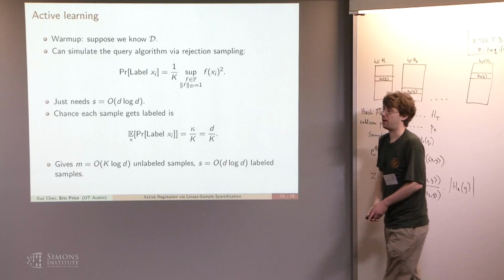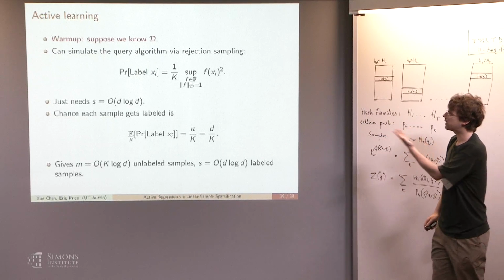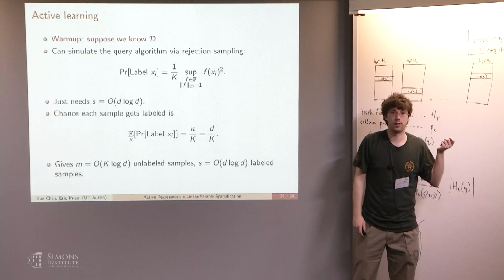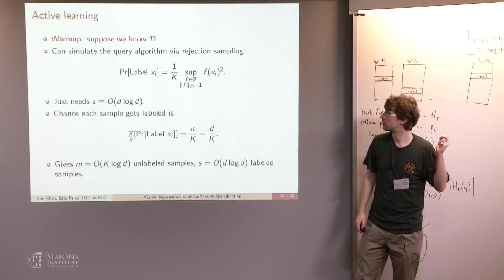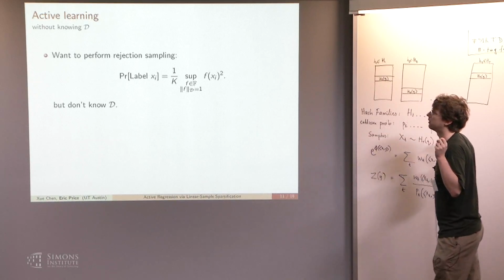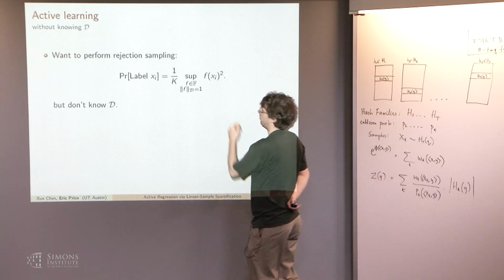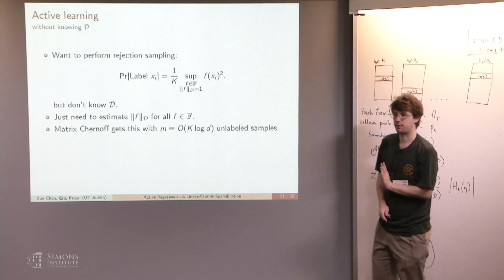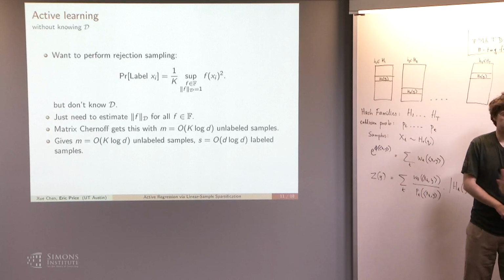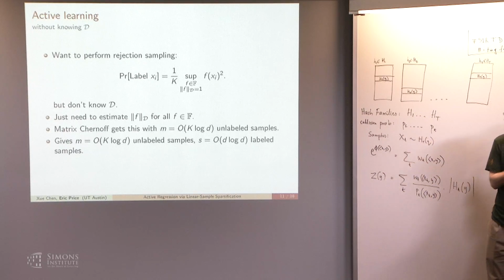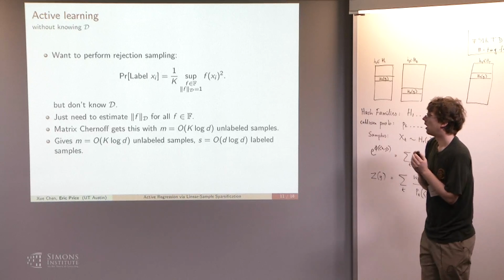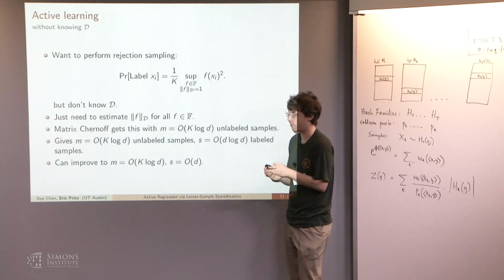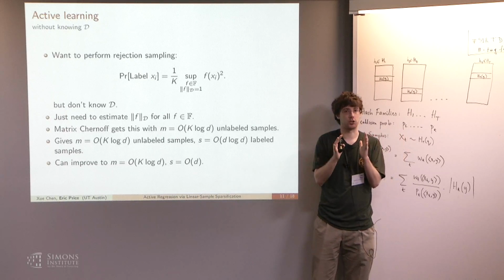And so we need to estimate norms of functions in our class, but that is exactly what Matrix Chernoff said you could do with k log d samples. So we just need to estimate the norms of functions, and k log d samples suffice. This means we can do it with k log d samples and d log d labeled examples. So now I'll briefly describe how to improve this from d log d down to just order d samples.